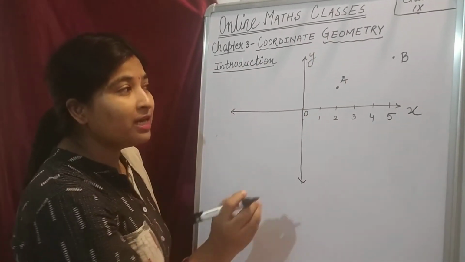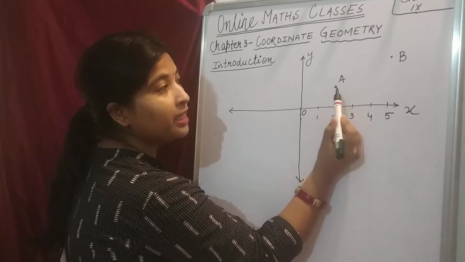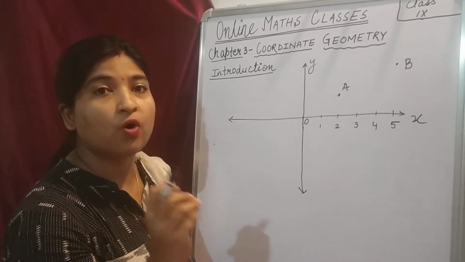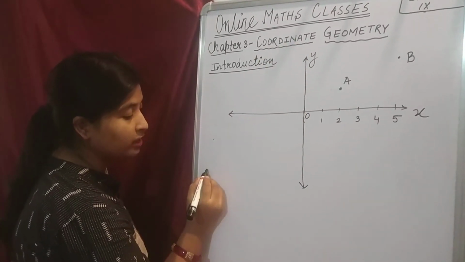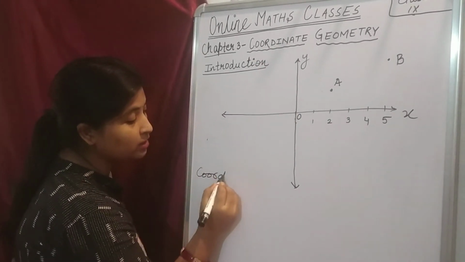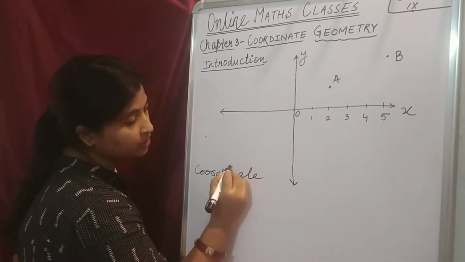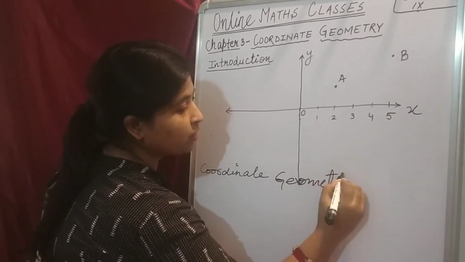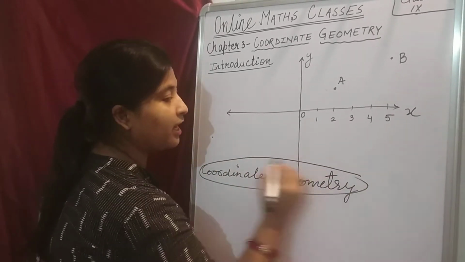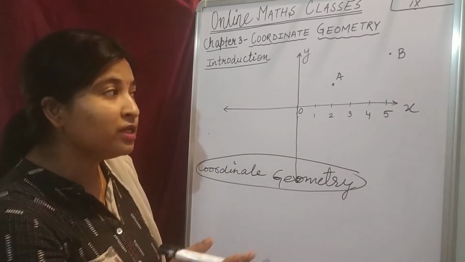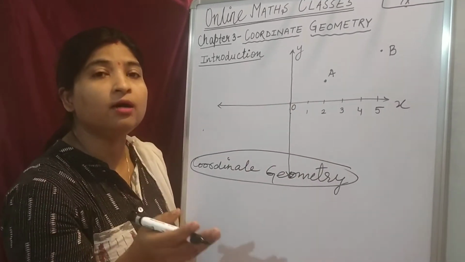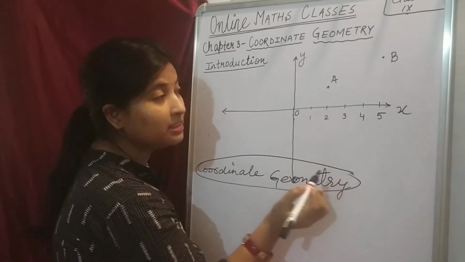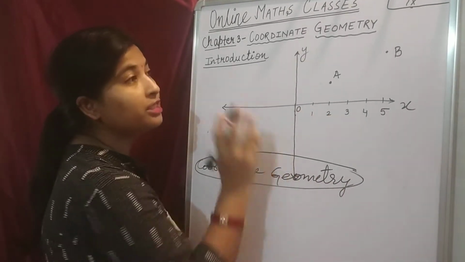So when I have a point in a plane, I have to represent it with the help of coordinate geometry only. So what is the meaning of coordinate? What is the use of coordinate geometry, or what is the need of coordinate geometry? So coordinate geometry is actually the branch of mathematics which deals with the points which lie in a plane. Now I have to see how to represent these points in coordinate geometry.